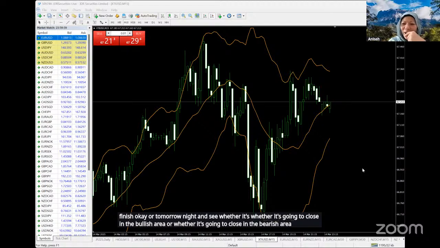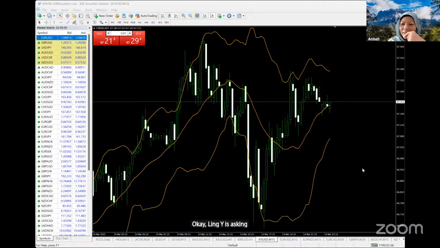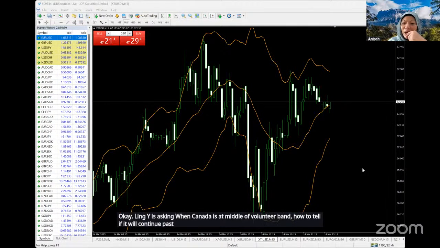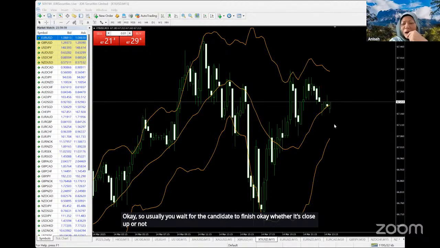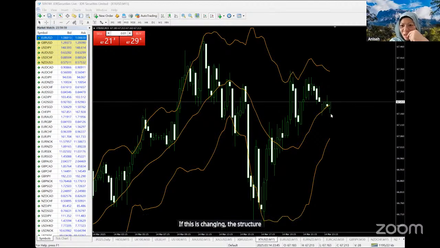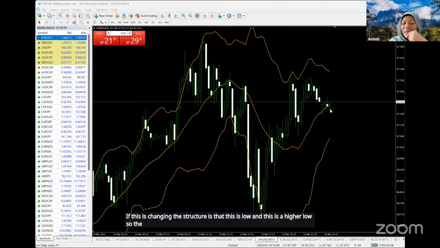Lingy is asking, when the candle is at the middle of the Bollinger Band, how to tell if it will continue up or down, or cross the line and reverse? Usually you wait for the candle to finish and see whether it closes up or not. My anticipation is that the structure is changing: this is a low and this is a higher low. So the probability I see now is that it could be closing upward.